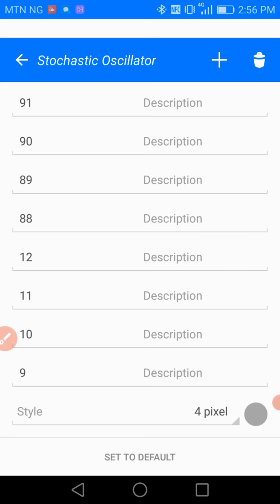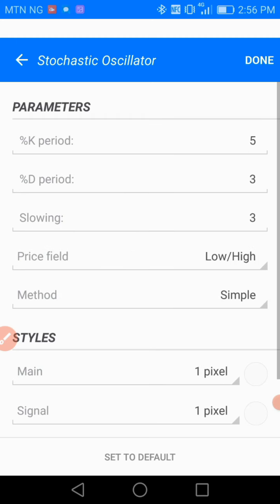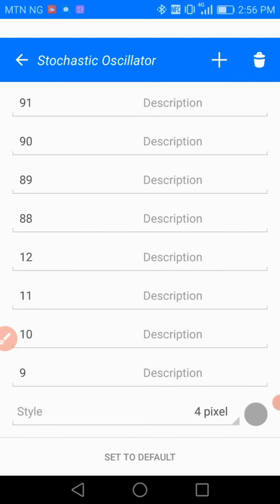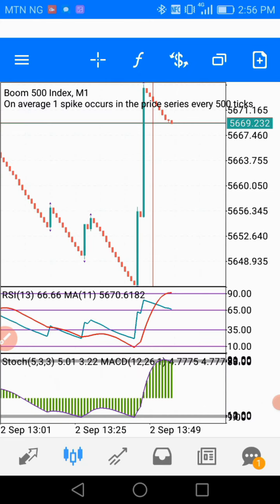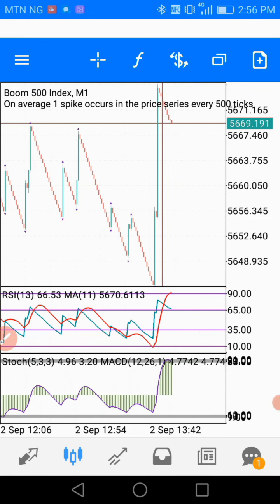We have 91, 90, 89, 88, then we have 12, 11, 10, and 9. Okay, 12, 11, 10, and 9. Then you go back, of course, the color. The style is 4 pixel, and then I chose this ash color. You can choose any color of your choice, and then you click done. So let's get back to the chart right away.